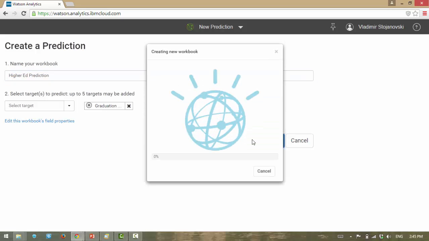Watson Analytics will now analyze thousands of data points. A person can't do this by visualizing and exploring the data. Watson Analytics will take a look at every single data point and each attribute and give us the answer on what is driving graduation.